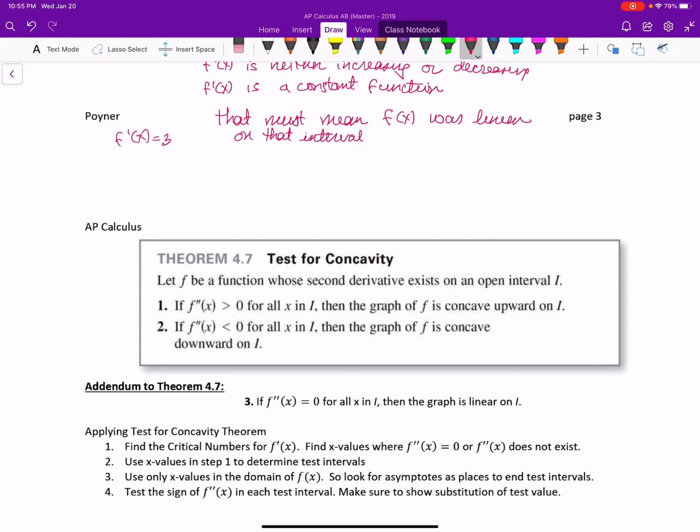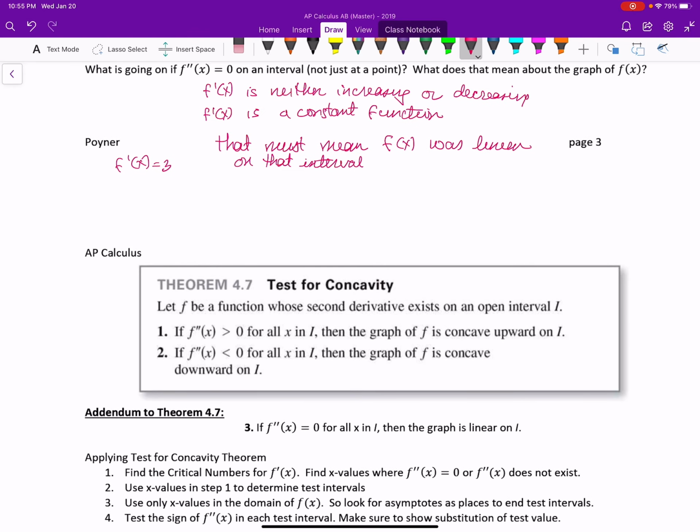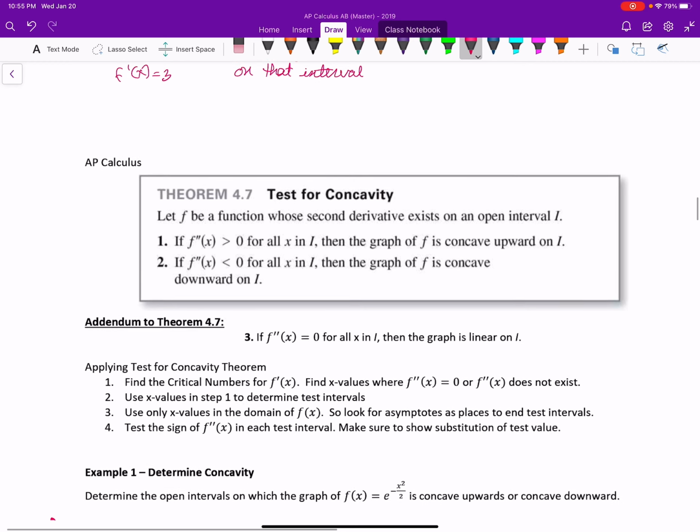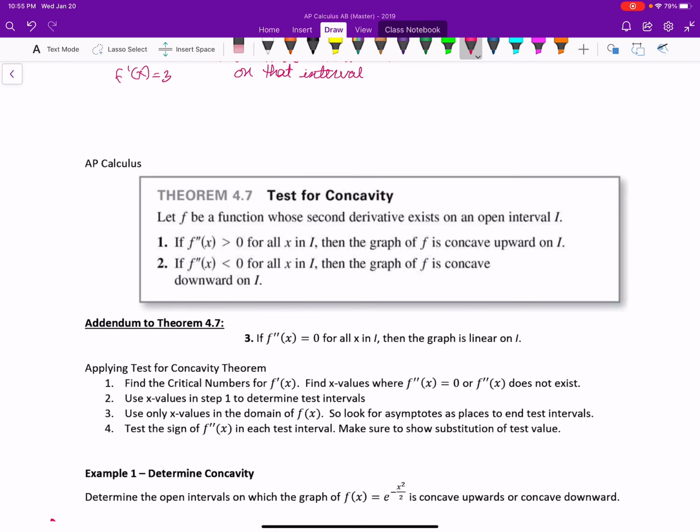Because if the second derivative is positive, the first derivative must have been increasing. And by definition, that means f is concave up on that interval. Same if the second derivative is negative, that means that the first derivative must have been decreasing, which by definition is a concave down interval. All right. And then the addendum that I have is if the second derivative is 0 for all x's on the interval, then the graph is linear on that interval.